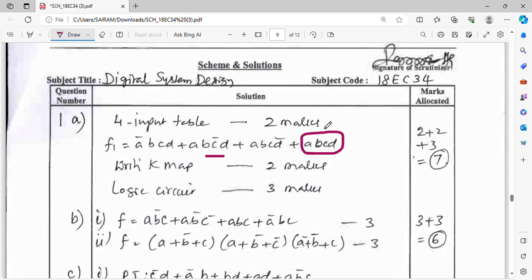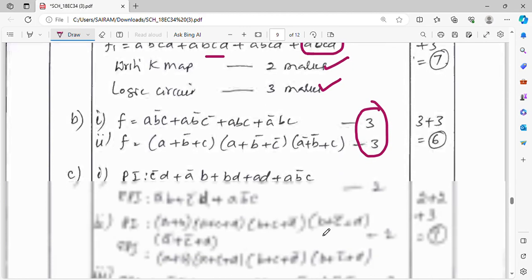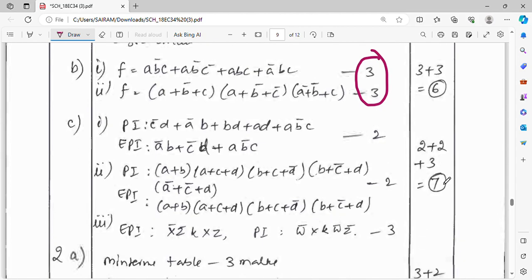So this is a 4 input table for 2 marks and this is one for 2 marks. This is one for 2 marks and this is one for 3 marks. So 2 plus 2 plus 3 which is 7, right? And equation gather marks na assign madilla, right? And here also, this is for 3 and this is for 3 which is 6 marks, 2 questions, and here it is 2 plus 2 plus 3 which is 7 marks.